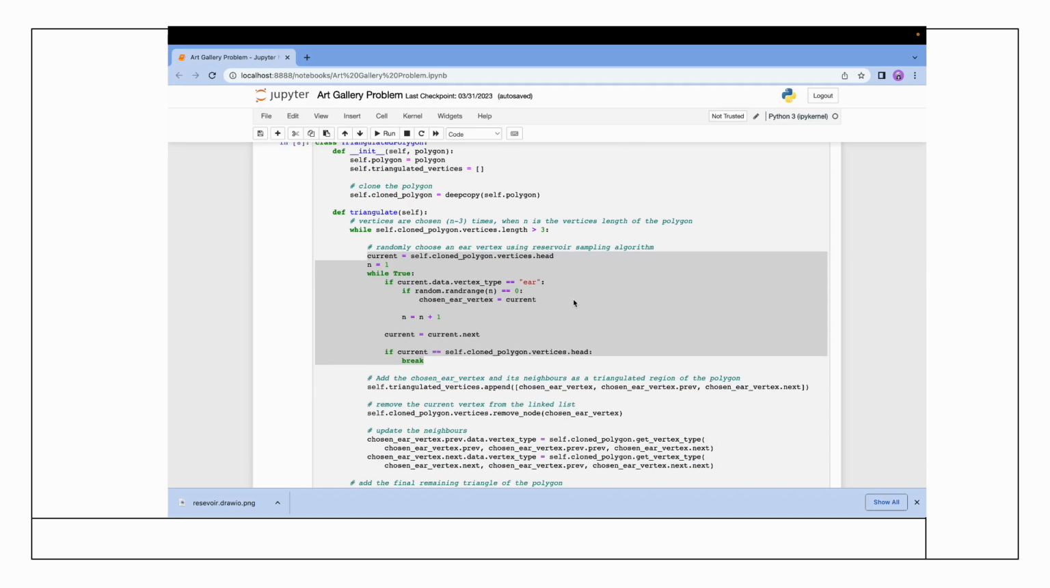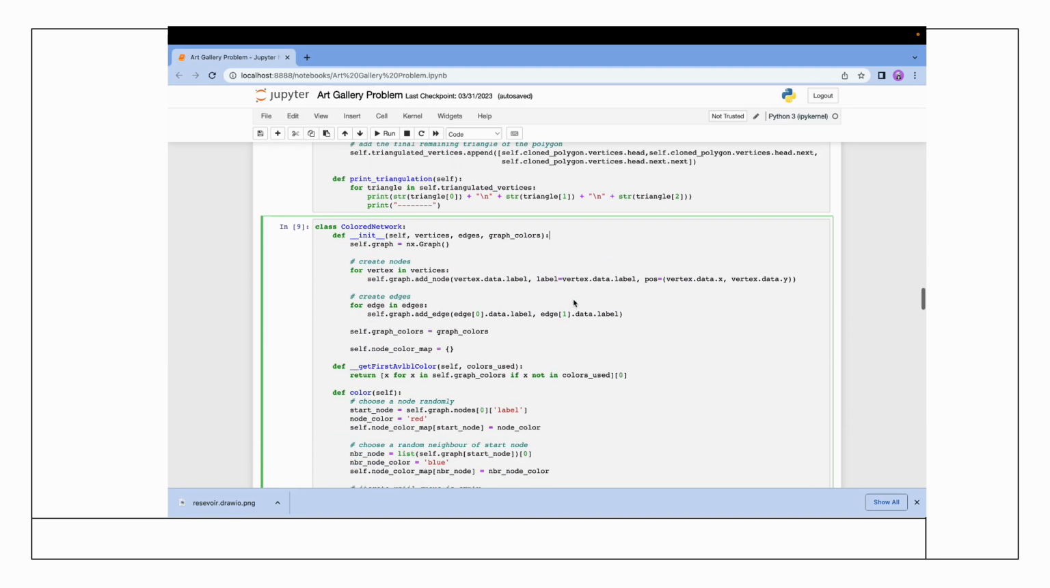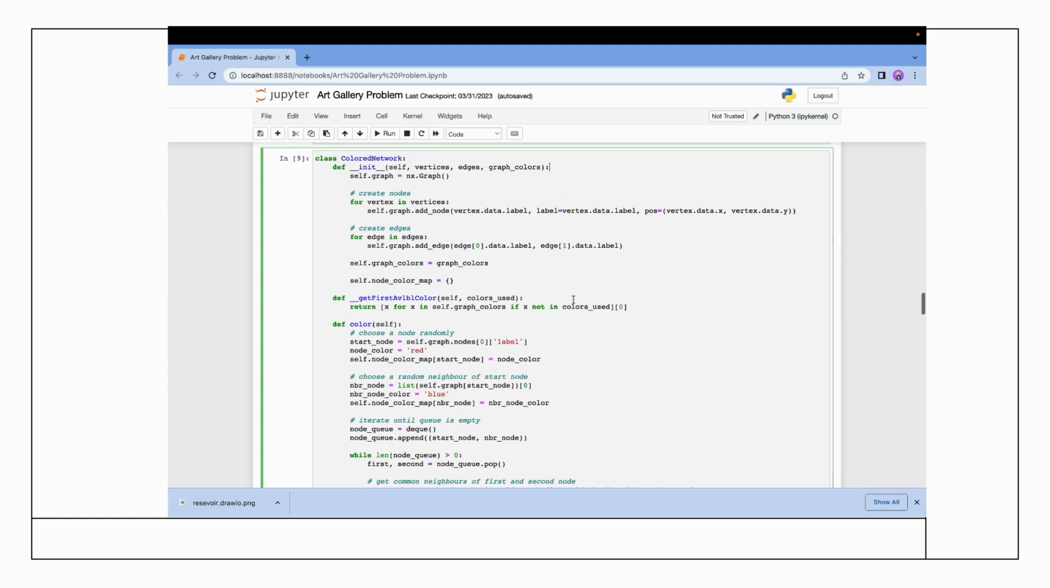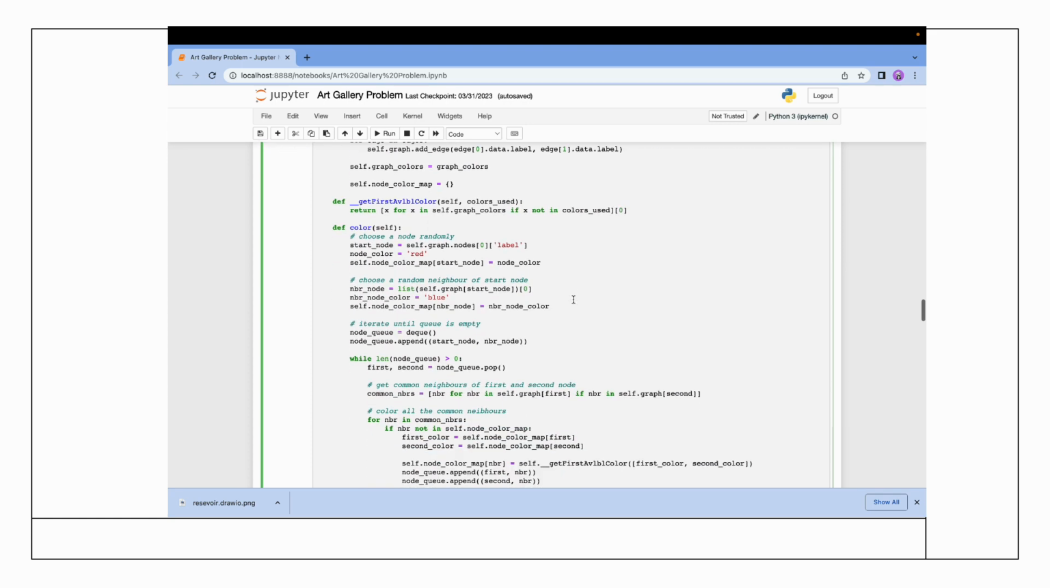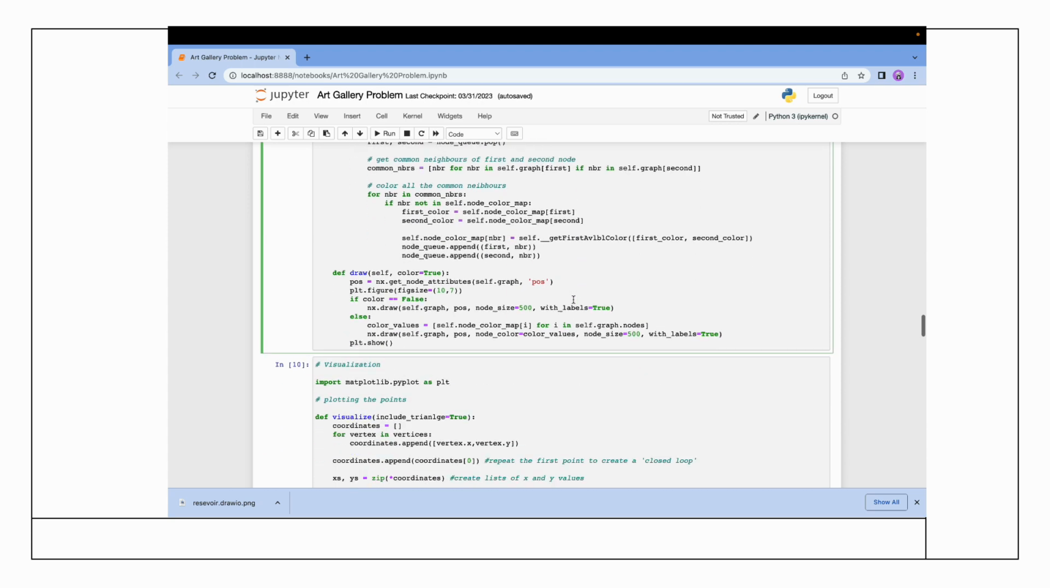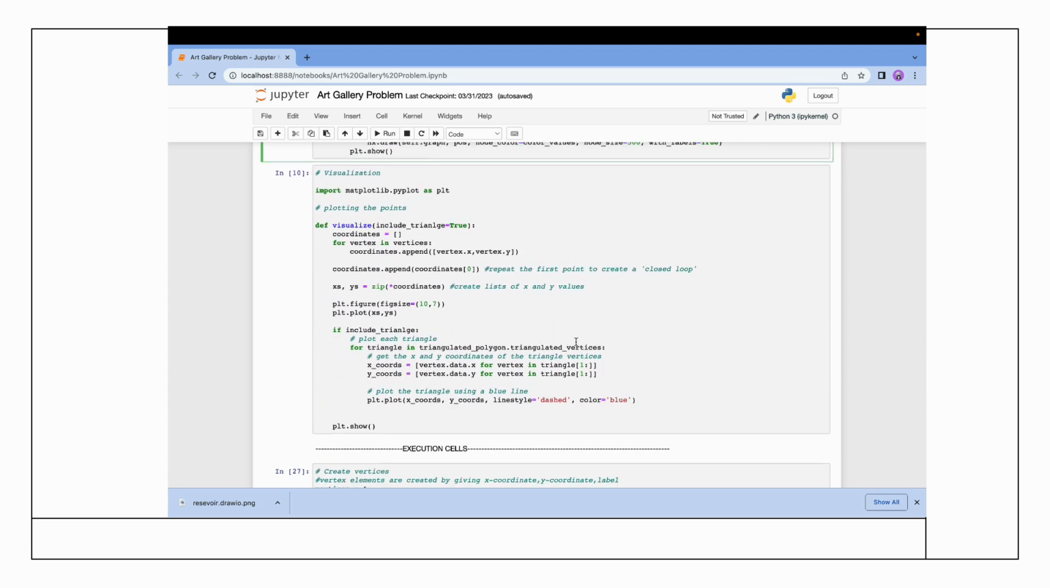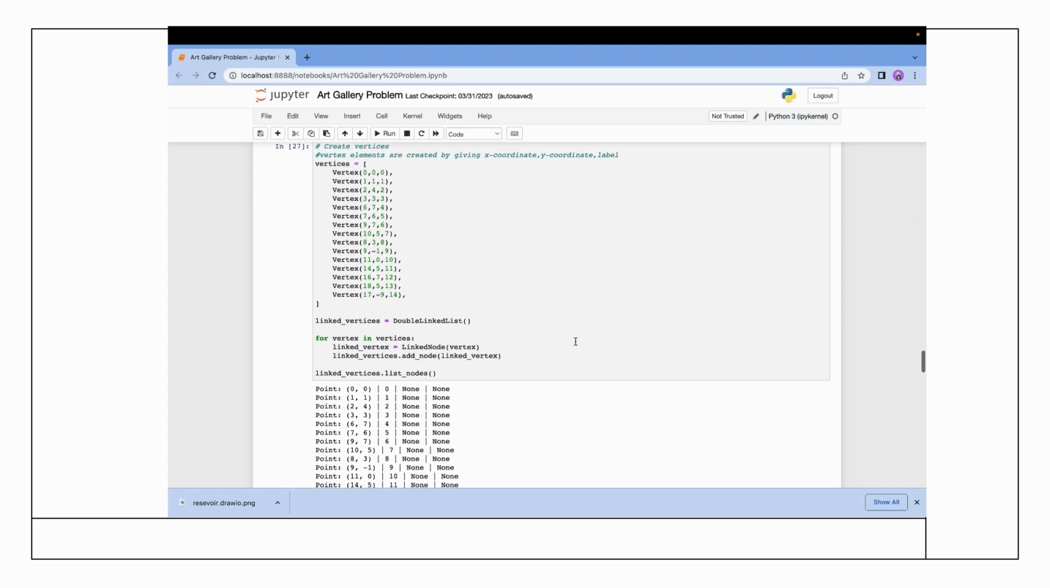We have seen a randomized fashion of choosing ear vertices at each step. With this, we obtain different triangulations possible for the polygon each time. In the code, we now see how we implemented the graph coloring algorithm just as discussed.